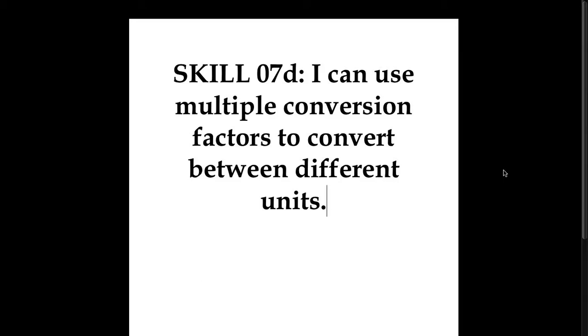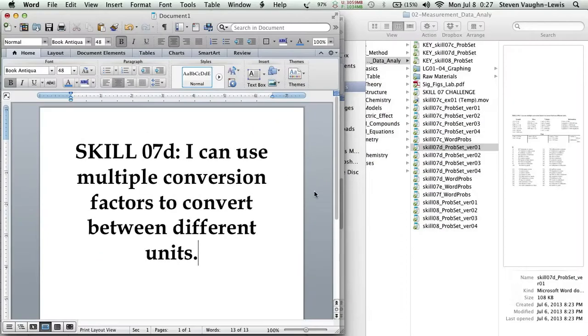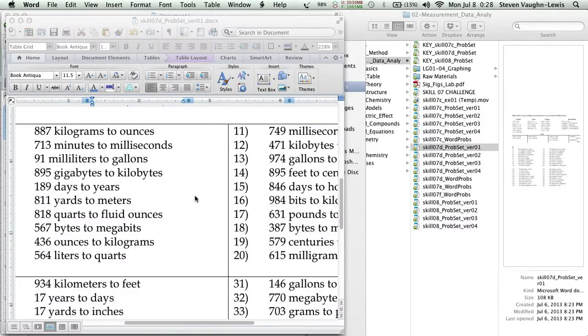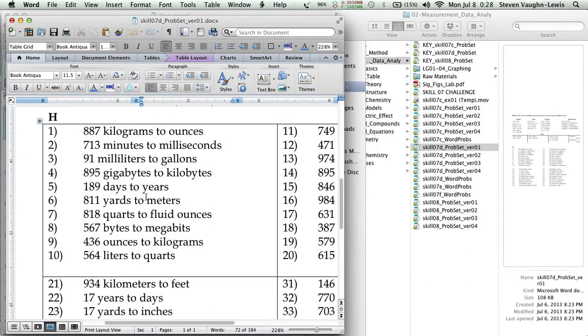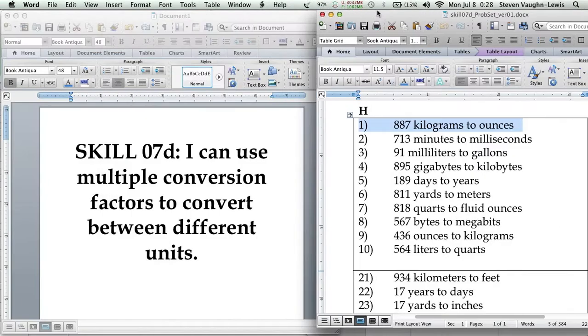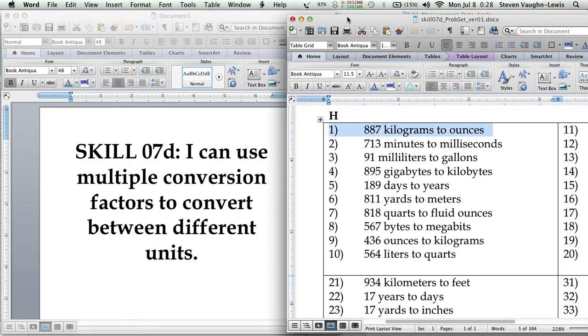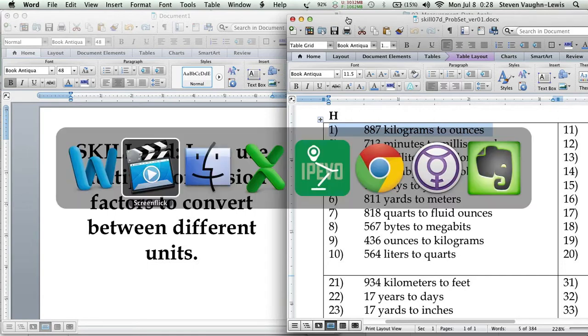Skill 7. I can use multiple conversion factors to convert between different units. Now, using multiple conversion factors is slightly more complicated. Here's a problem that we're going to try to solve. Problem number 1, 887 kilograms to ounces. So, let's try to do that problem.